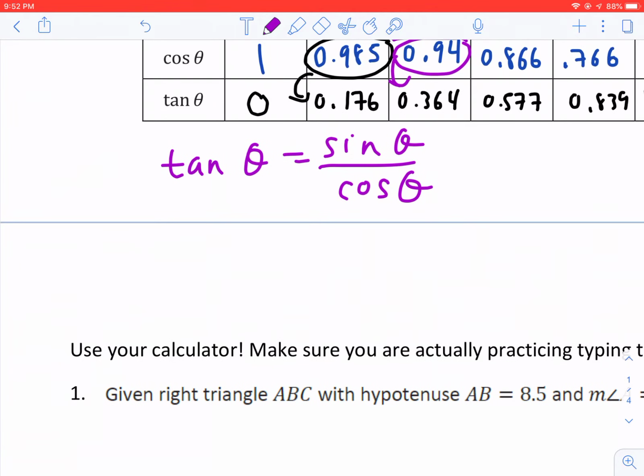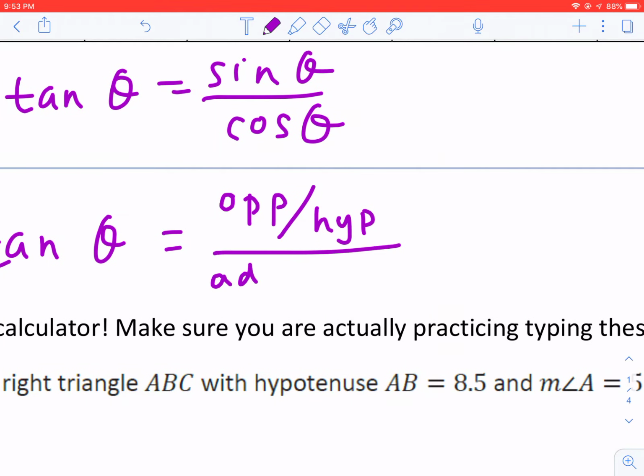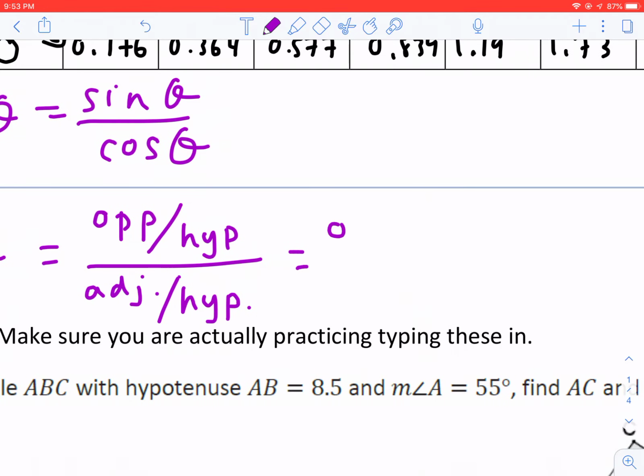Alright, if you want a super quick proof of that, tangent of theta is equal to, well, I know sine theta is opposite over the hypotenuse, right? So I just replace sine theta with opposite over hypotenuse. And I know cosine theta is adjacent over hypotenuse. Well, I have a fraction divided by a fraction, so I can change division to multiplication by the reciprocal. So I can change that to opposite over hypotenuse times hypotenuse over adjacent.